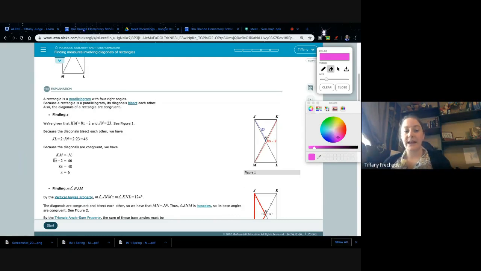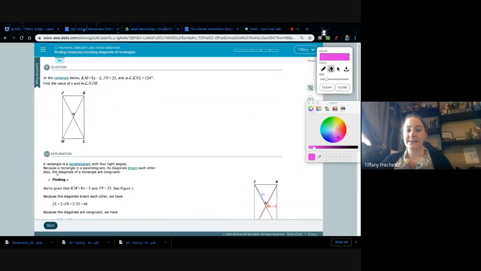So we can set 8x minus 2, which is what they told us KM is, equal to 46. We know this expression has to equal 46 in order to make this a rectangle. So then we just go through and we solve it. They add 2 to both sides, and then they divide by 8, and they get 6. So they already know what x is. And they're asking us to find x and NJM. So they want NJM, this angle up here.